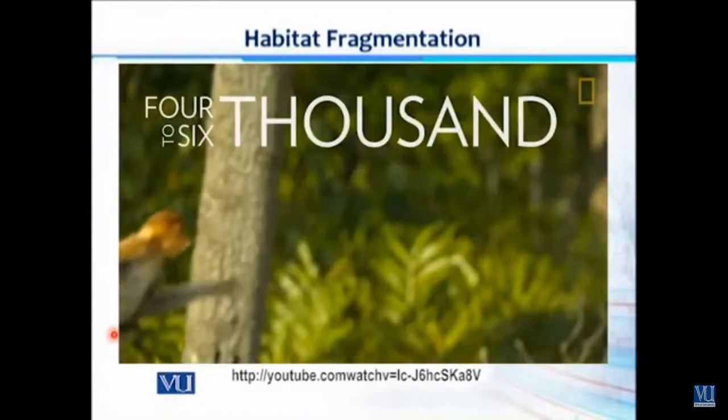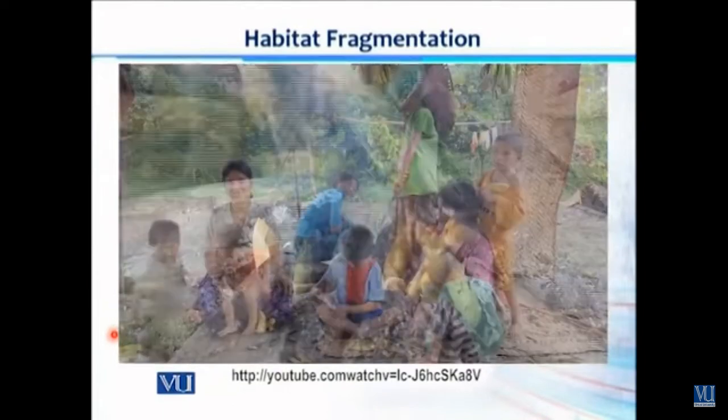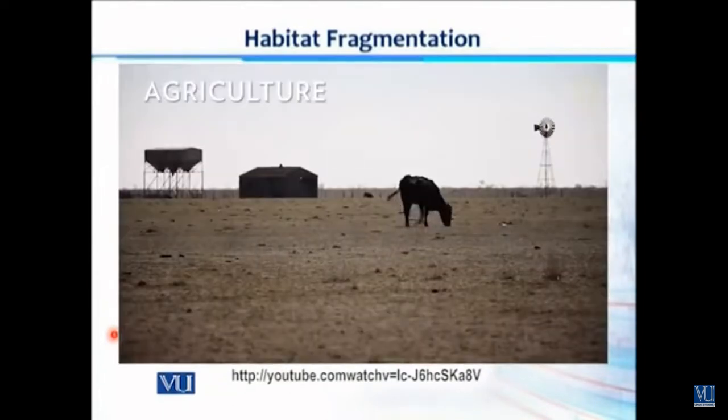Some estimate that 4,000 to 6,000 rainforest species go extinct each year. This also affects the more than 2 billion people who rely on forests as sources of food and shelter. The biggest driver of deforestation is agriculture.